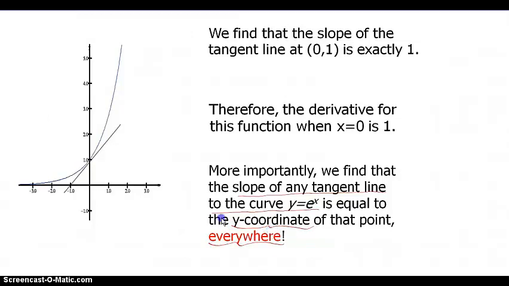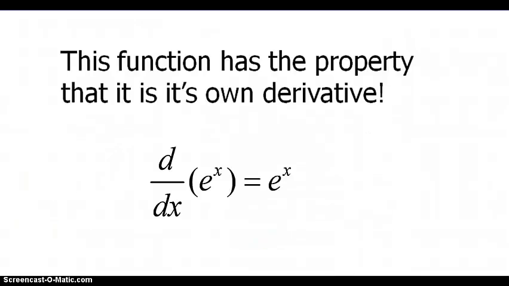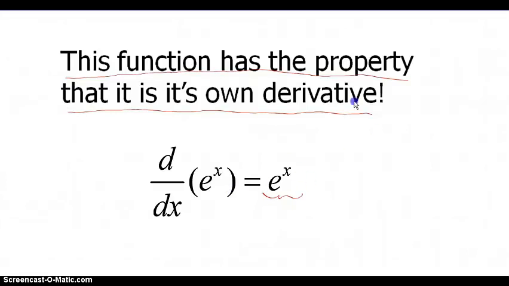And this is a really great attribute to the function y equals e to the x, because what it means in practicality is that this function is its own derivative. The derivative of e to the x is e to the x. That's sweet. If we have y equals e to the x, then y prime is e to the x. Y double prime is e to the x. This function is its own derivative at any input value.